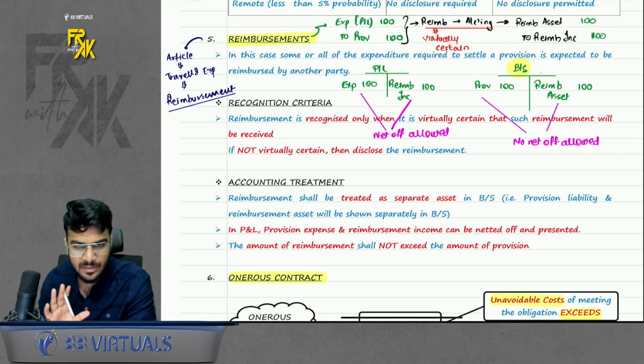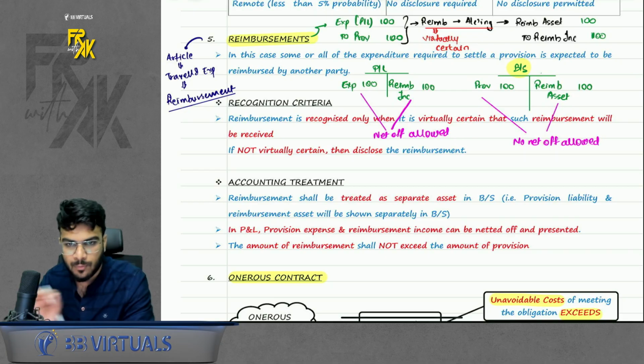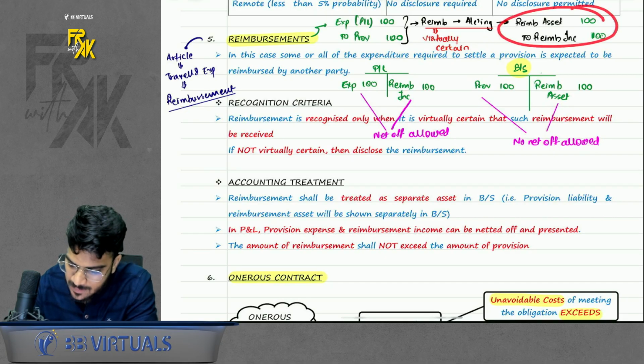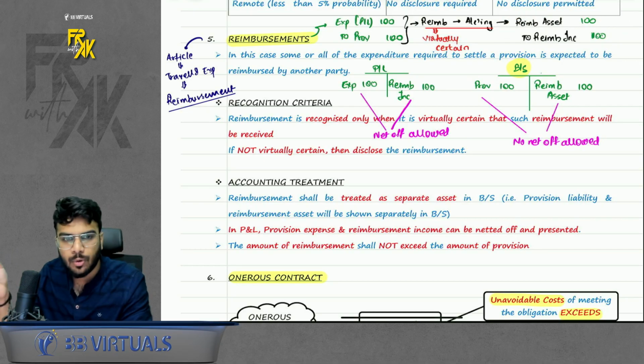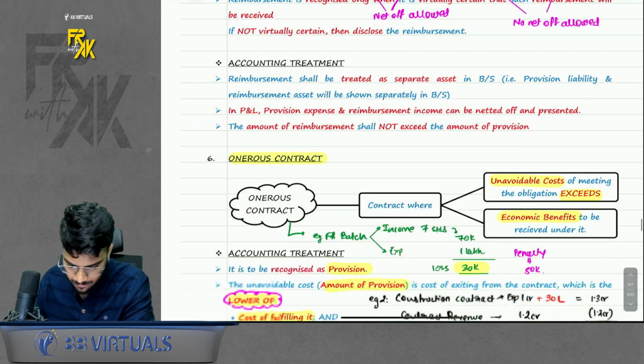Second thing, book the reimbursement only when it is sure to be received. It is virtually certain to be received. If not virtually certain, just disclose it. Don't book it. Third, the amount of reimbursement cannot exceed the amount of provision. If any excess is promised, that excess will be booked only when it is actually received. Do remember that part.